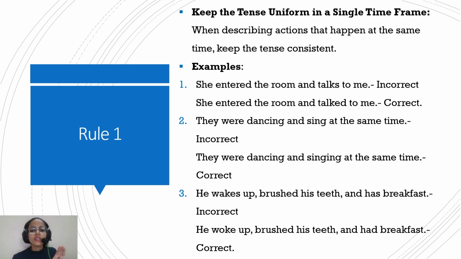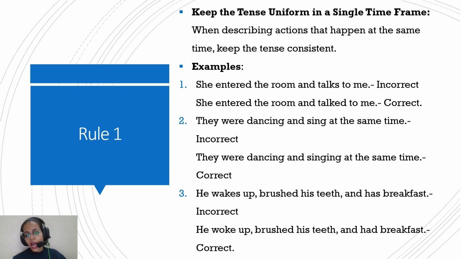So you're shifting in this one statement. There are two tenses present. So this is wrong. That's why this statement is incorrect. The correct form of the statement would be, she entered the room and talked to me. So entered and talked, both the verbs are in past tense. So this is the correct.